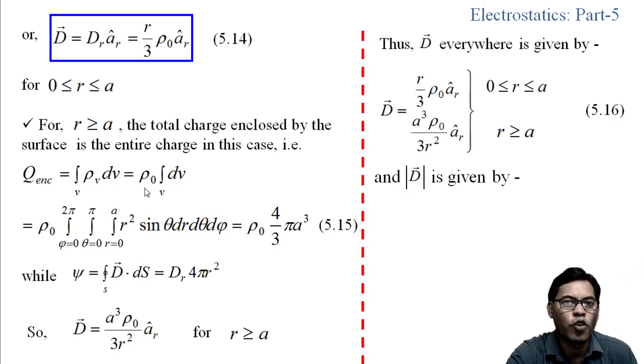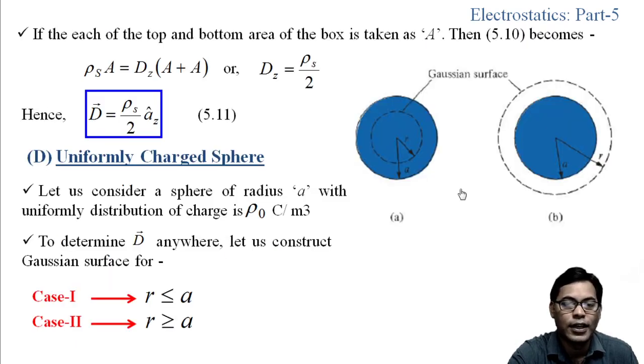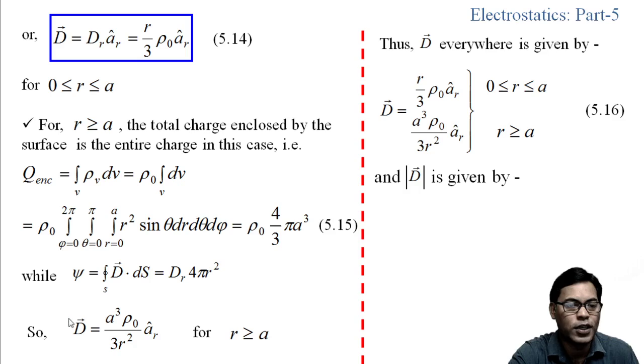That means rho naught times the volume integral of dv. Rho naught and the volume integral we know how to calculate: integration phi equals 0 to 2 pi, integration theta equals 0 to pi, integration r equals 0 to a. Why 0 to a? Because the total charge is enclosed by this sphere only, not the Gaussian surface. So we need to consider radius a. That is why, for the charge enclosed, we have considered r equals 0 to a.